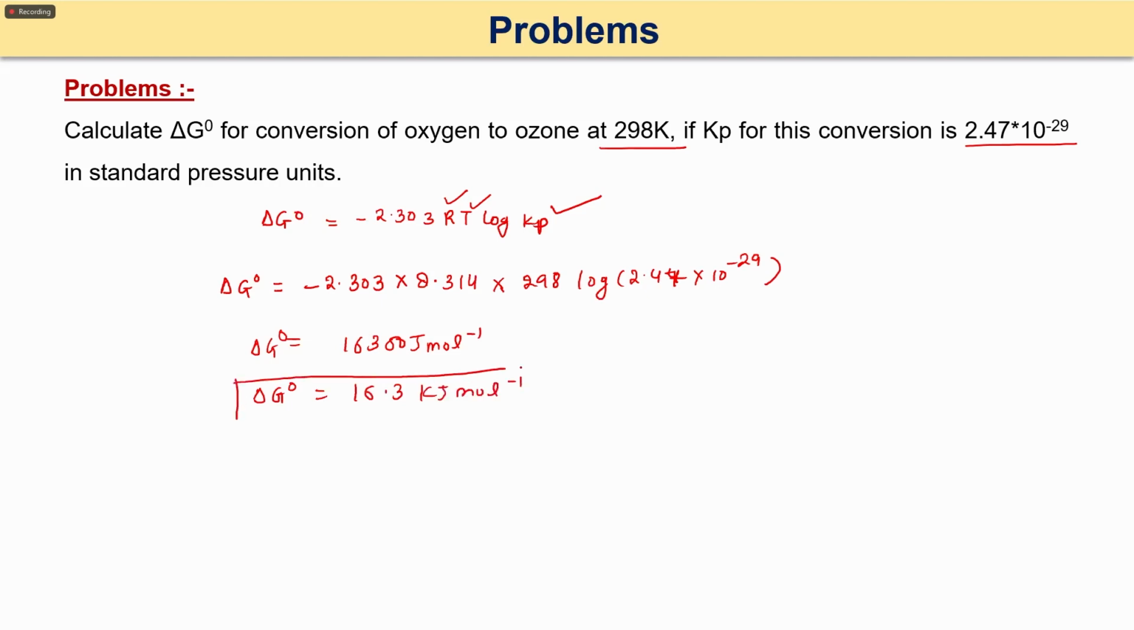So we were asked here the standard Gibbs free energy for the conversion of oxygen to ozone, which is 3 by 2 of O2 giving O3 gas. This is an equilibrium reaction, and this is happening at 298 Kelvin. So Kp of this reaction was given to us. For equilibrium, we know that delta G naught is equal to minus 2.303 RT log K equilibrium. So here Kp is given, so we put Kp over here and we substitute all the values given in the question.